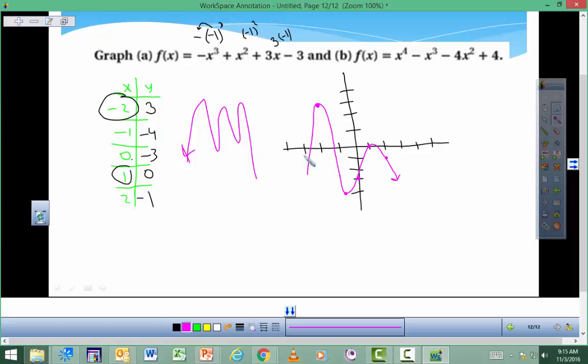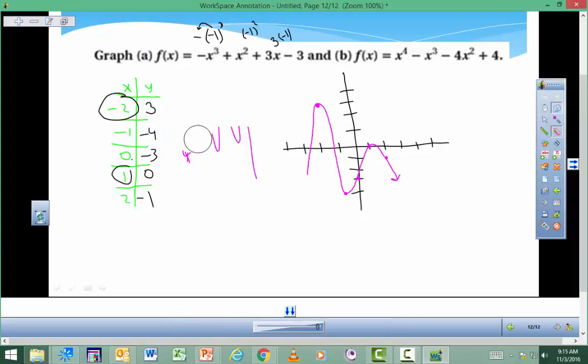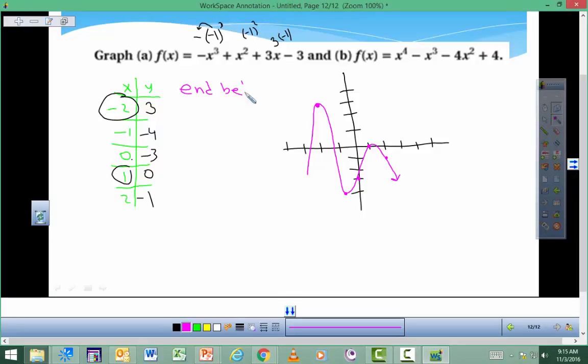There might be some more turns. How do I know if there's more turns or not? That's where the end behavior comes in. There are two things I need to look at on that end behavior. Number one, the end behavior chart. If you have your book, go ahead and open up to it.